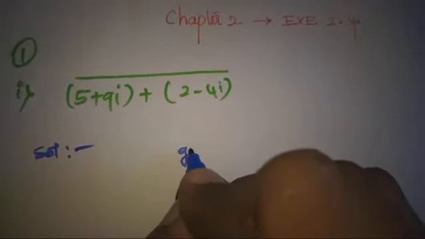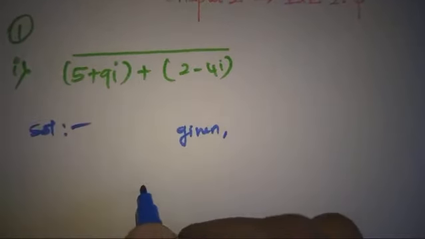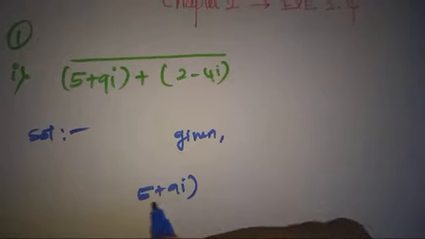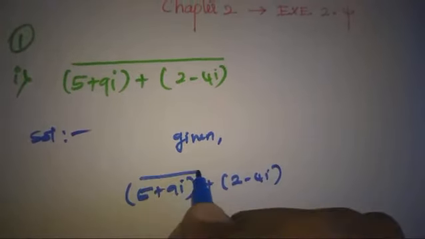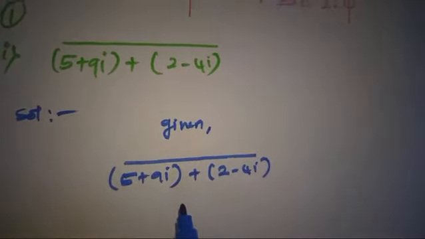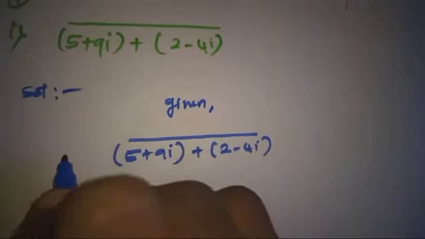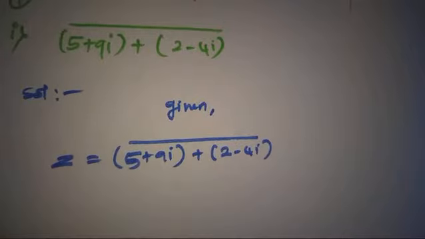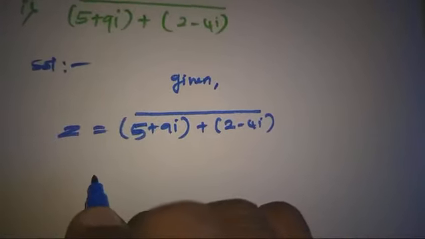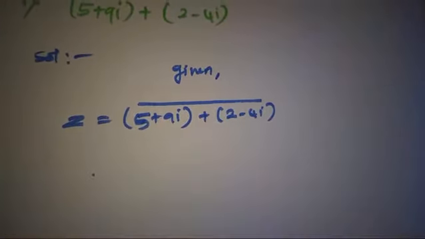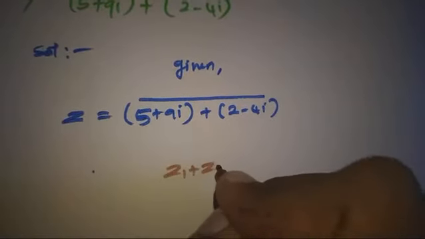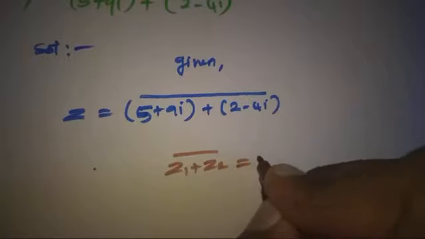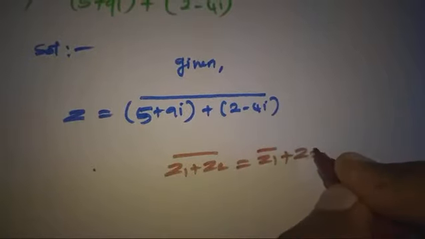In this given complex form is 5 plus 9i plus 2 minus 4i the whole conjugate. So this is a complex number. So what is notated for a complex number? Z. Understand? Yes. The next one, apply the properties: Z1 plus Z2 whole conjugate equal to Z1 bar plus Z2 bar.